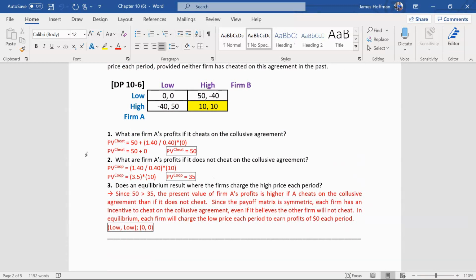Okay, so questions on this one? Hopefully I didn't confuse you with the tangent of the present value of cheating, but I wanted you to understand the full calculation of what you would do if you had a different 0, 0 result.